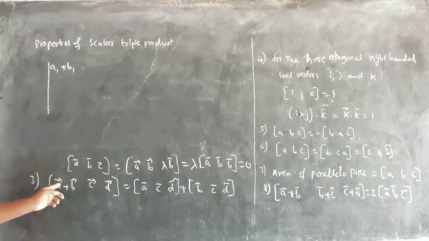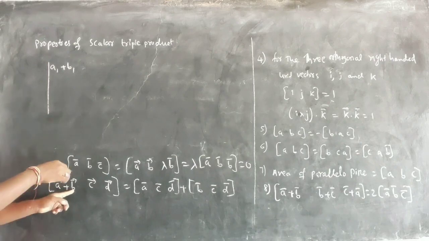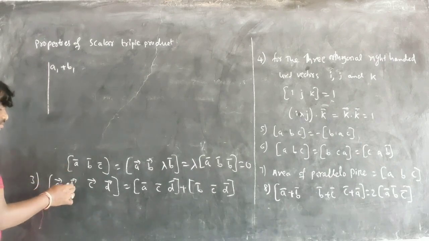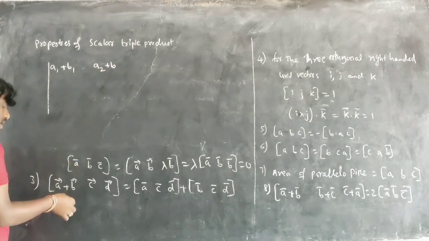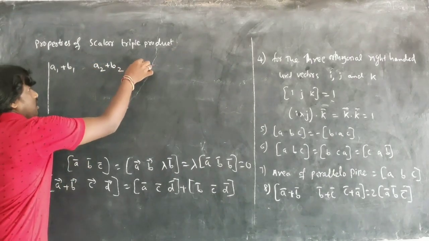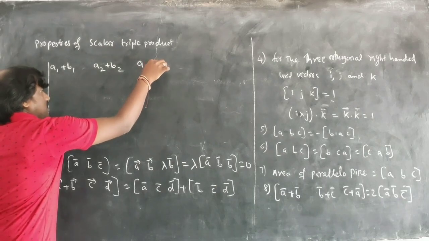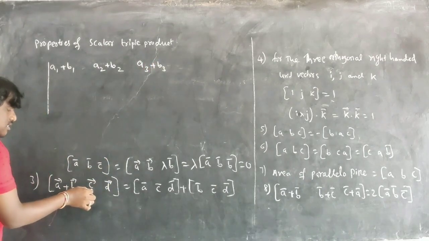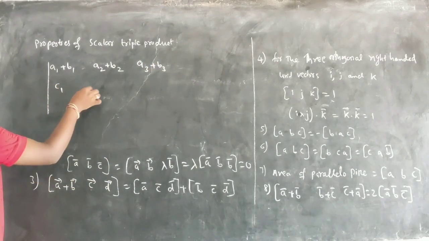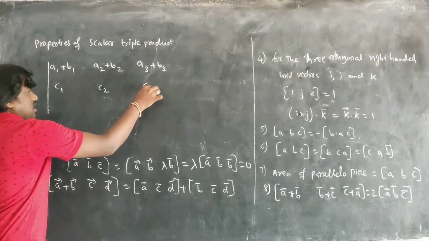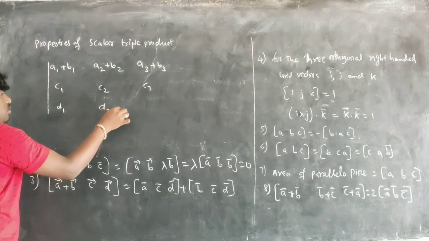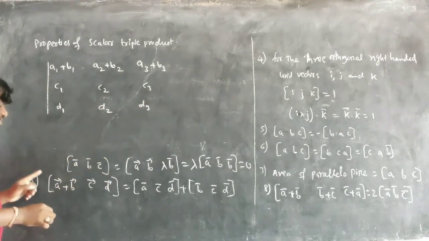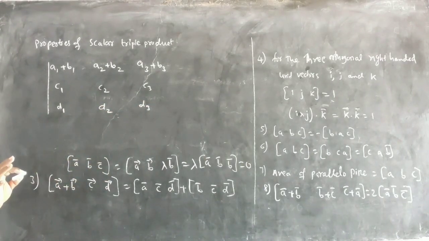I give this example. A1 can be written as A1 plus B1 in determinant form. I am saying A1 plus B1, A2 plus B2, A3 plus B3 you have, and C I can write as C1, C2, C3. And this D can be written as D1, D2, D3. Don't confuse here, this can be written however you want.